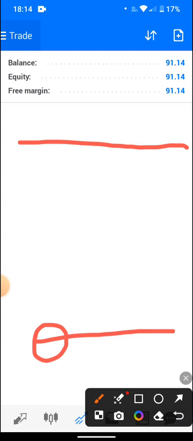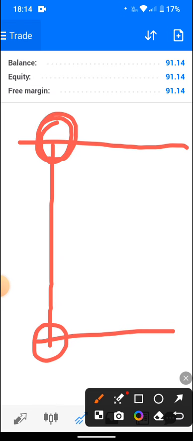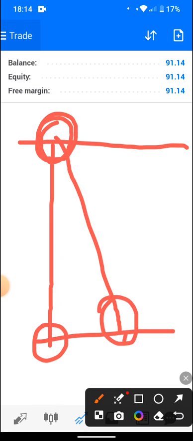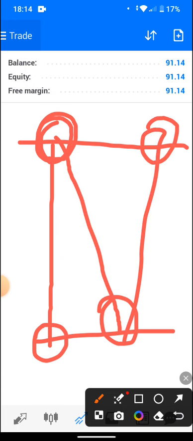So at the bottom here, we say this is our support, okay? So the price moves up here, and when price moves up and reaches this particular zone, what's going to happen? It's going to bounce back to the downside, okay? So this is our resistance here at the top. Then this is our support.